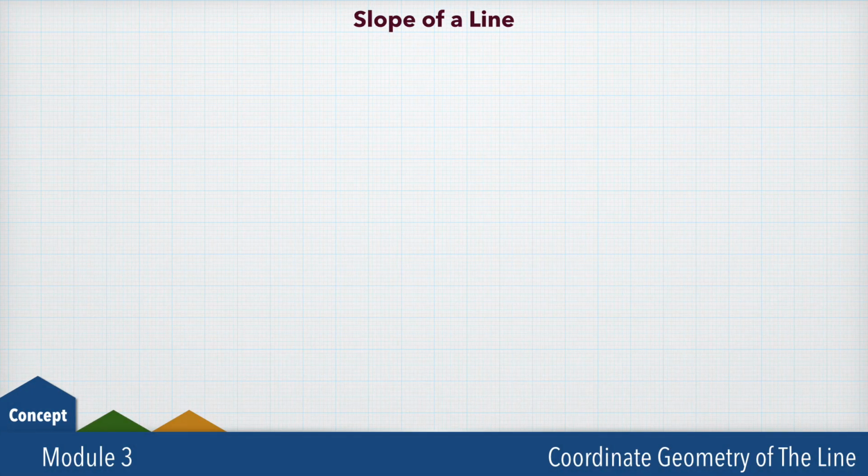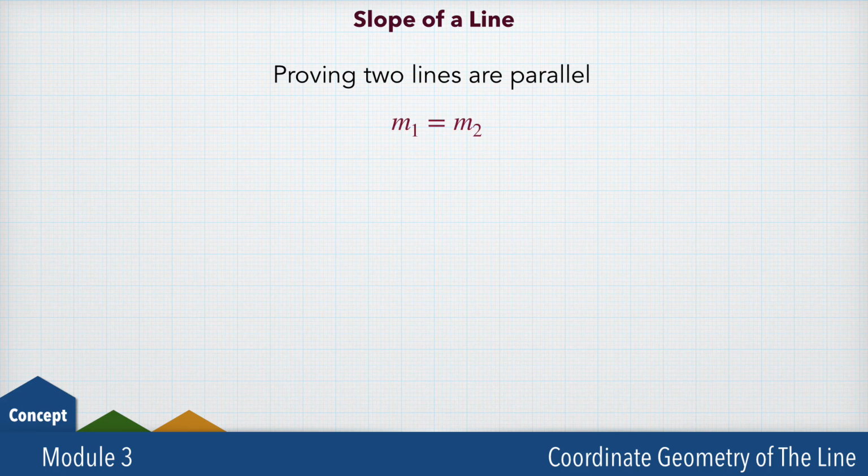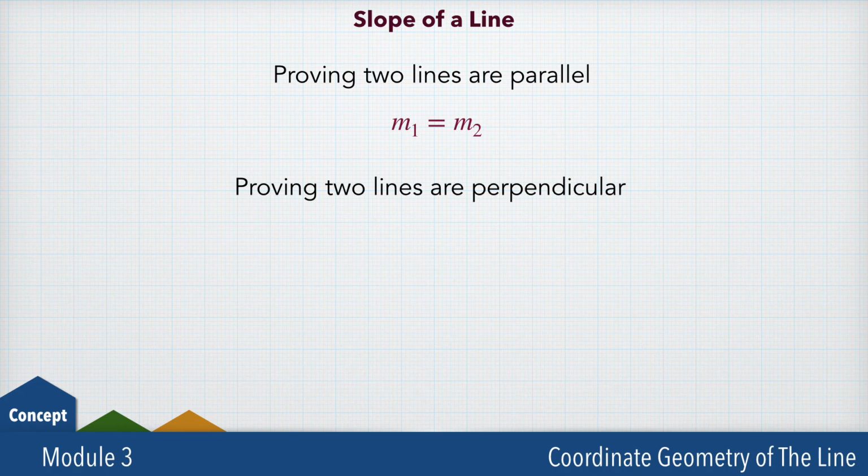We must sometimes show or prove that two lines are either parallel or perpendicular. Two lines are parallel if their slopes are equal. And two lines can be proved to be perpendicular if we multiply their slopes and the result is -1. We will be practicing all these methods later.